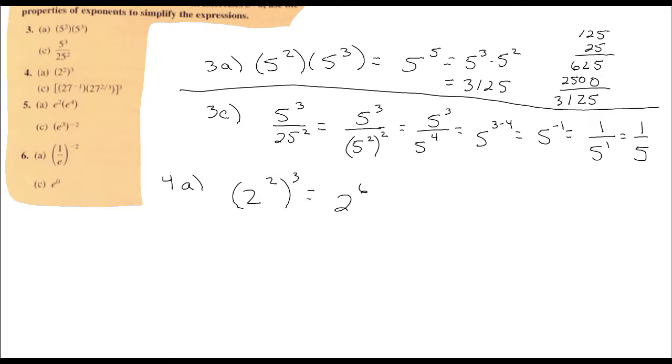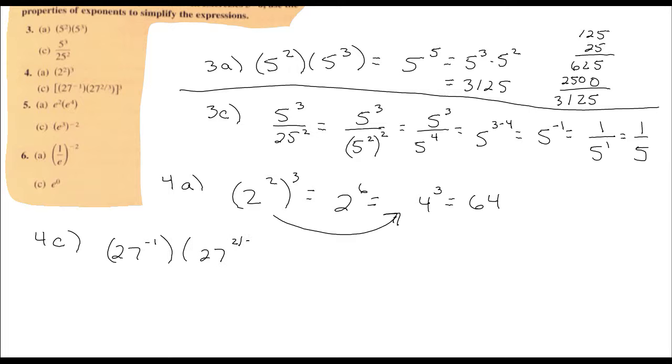I tell you what, there's nothing wrong with doing that, but I'm actually going to jump over that, because in my head it's easier to say 2 squared is 4, and then raise that to the 3rd power, and that's 64. Okay, and I did it that way just because I had it memorized. You could have manually done it 2 to the 6th and gotten 64 either way. For C, 27 to the negative 1st times 27 to the 2/3, all to the power of 3.